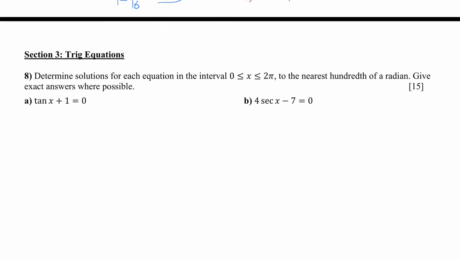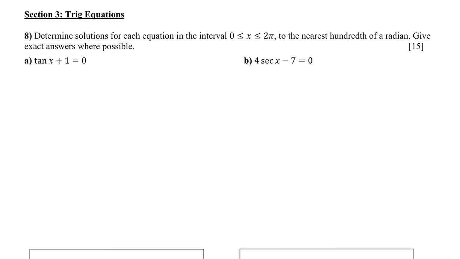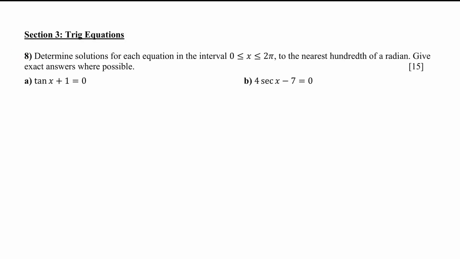And then the last section of this test, we're going to solve a few trig equations. And the question tells us specifically to only find the answers between 0 and 2 pi. And if we have to, round to the nearest hundredth of a radian, so 2 decimal places, but give exact answers where possible. Let me just really quickly redraw those special triangles here, because we might need those for the exact answers.